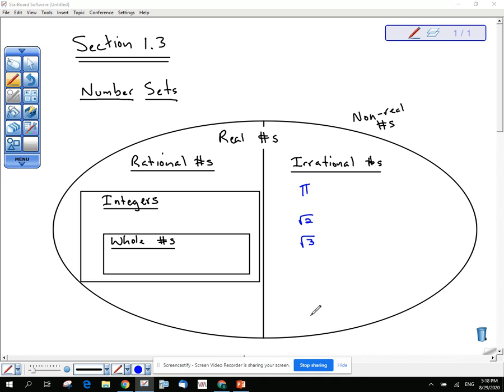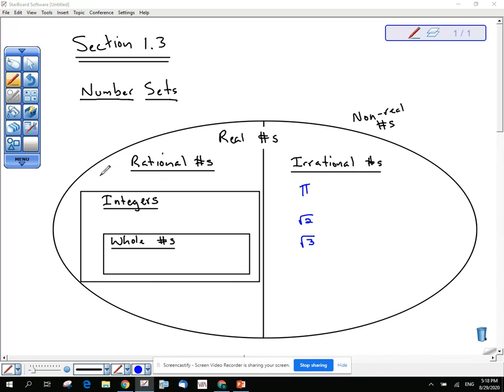Do the same thing with pi. You can't turn that into a fraction, basically a number over a number kind of fraction. If it's that, then it also is the non-terminating, non-repeating decimal, and it goes in the irrational category. Now, if a number is not irrational, then it's rational.